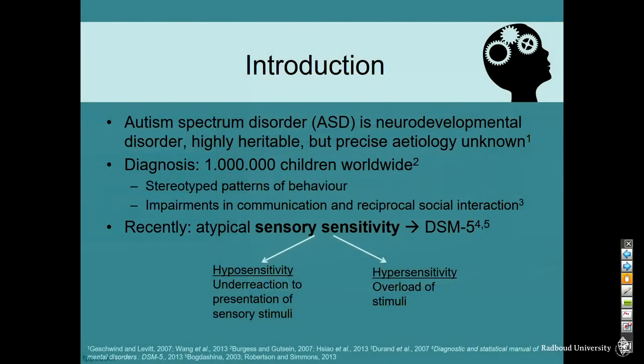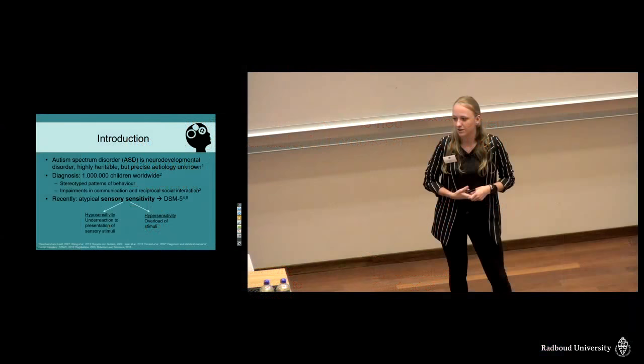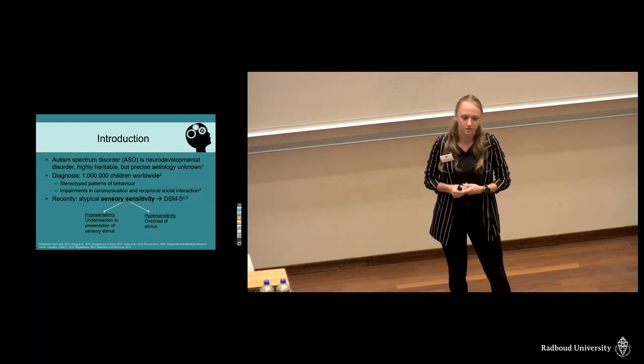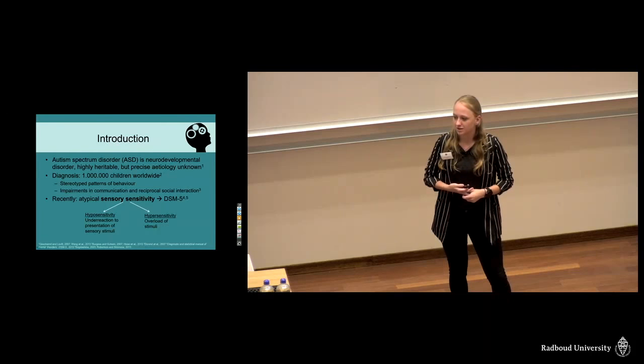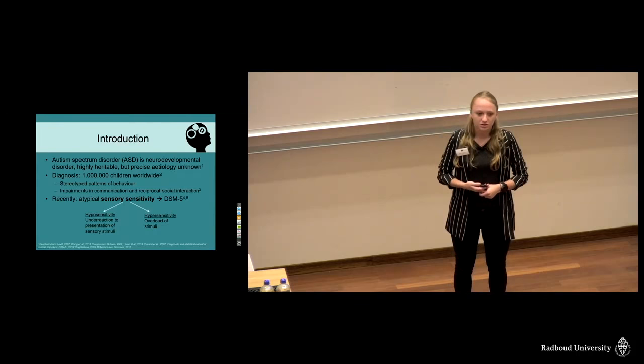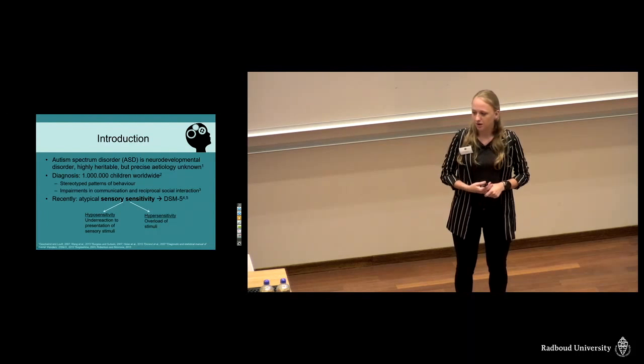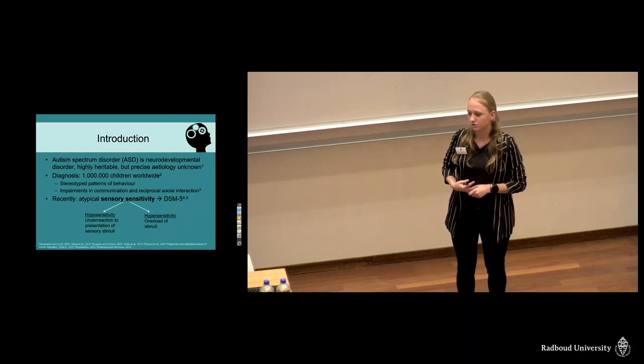Then some more about autism. Autism spectrum disorder is a relatively frequent neurodevelopmental disorder, which is highly heritable, but although it's thoroughly studied, the precise etiology is yet unknown. 1 million children worldwide get a diagnosis with autism, and this diagnosis is characterized by stereotyped patterns of behavior, impairments in communication, and reciprocal social interaction.